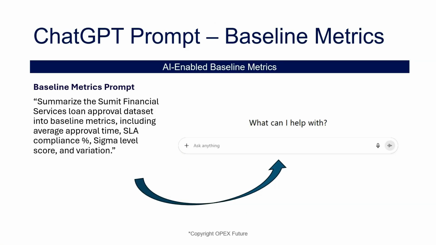Now we want to get into our next prompt. We want to enable baseline metrics, right? So we got our prompt on the left, we got ChatGPT's screenshot on the right, right? Here, our prompt is to summarize the Summit Financial Services loan approval data set into baseline metrics, including average approval time, SLA compliance percentage, and the Sigma level score and variation, right? What would this Lean Six Sigma project be if we didn't calculate a Sigma score? We're going to stick that in the box. Let's see what we come up with.